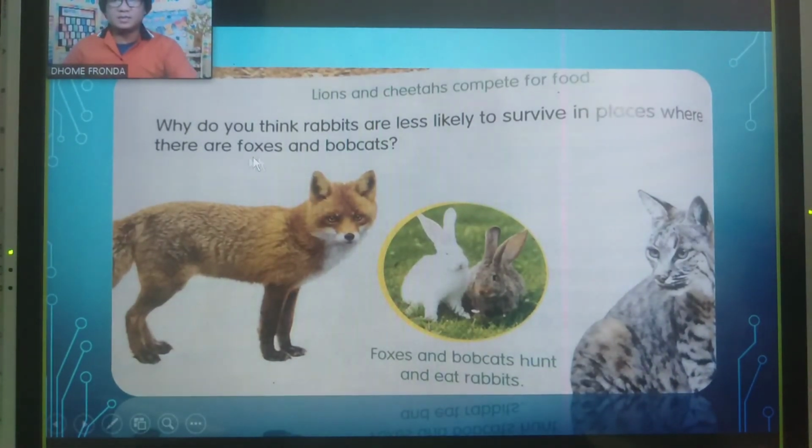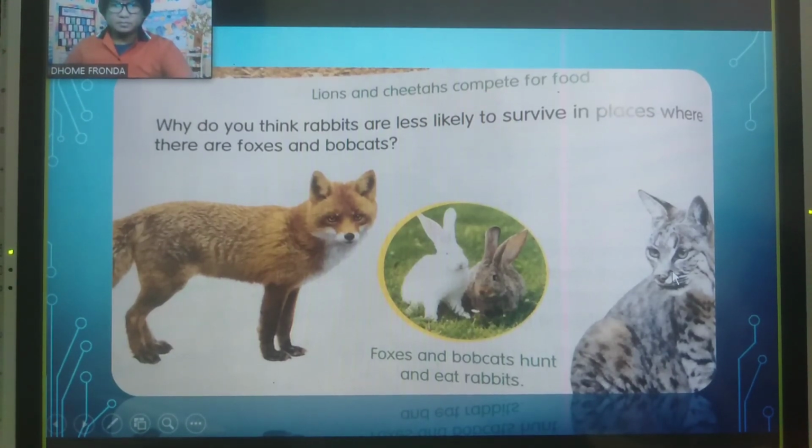Why do we think rabbits are less likely to survive in places where there are foxes and bobcats? This one is the fox. The foxes and the bobcats hunt and eat rabbits. This one will hunt the rabbits. And the cats, they love the rats.